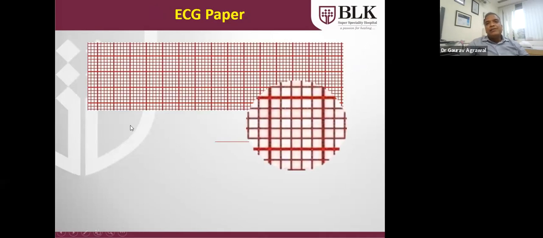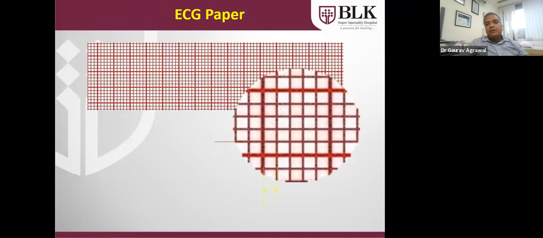How do we read ECG paper? ECG paper has horizontal lines and vertical lines. Horizontally, one small segment is equal to 0.04 seconds. It measures time. Vertically, one small segment is equal to 1 millimeter. So one small horizontal segment is 0.04 second, and a total of 5 will constitute 0.2 seconds.